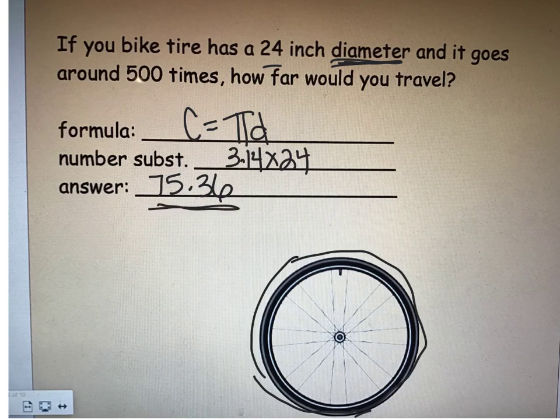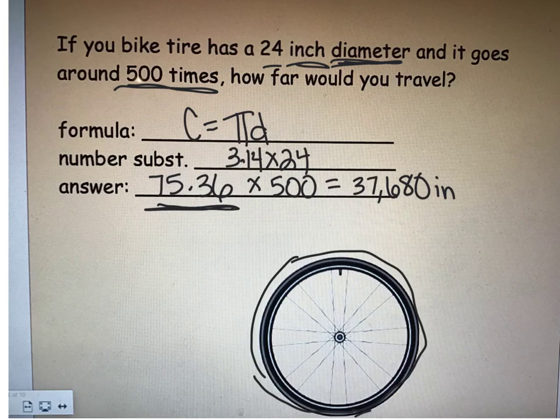This is going around once, and you can see the question says you're going around 500 times. Does it make sense that you're now going to take your one time times that by 500 to get your total answer? Go ahead and calculate that right now. Times 500. And I am getting 37,680. And of course, what unit? Well, you can see we're measuring in inches. So that's a lot of inches, but it is going around 500 times.